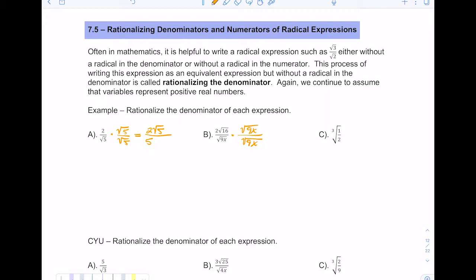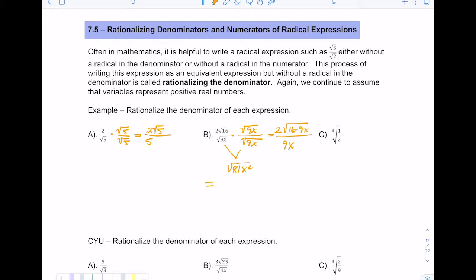So when I go straight across, I have 2, and I'm going to apply my product property to multiply the square root of 16 times the square root of 9x, and I'm just going to leave it like that for a second. And the square root of 9x times the square root of 9x is really just the square root of 81x squared, and the square root of 81 is 9, and the square root of x squared is x. So see, the radical went away.